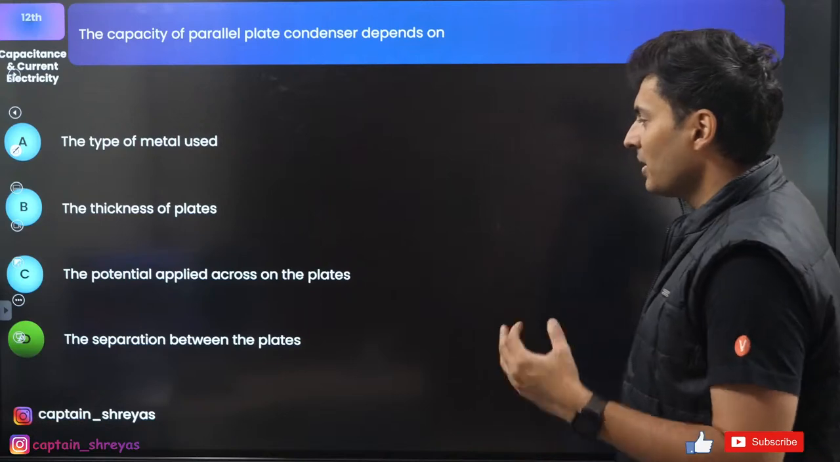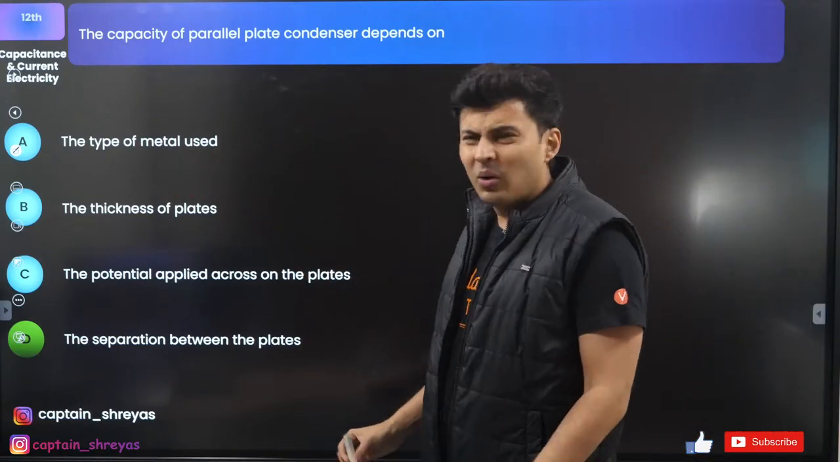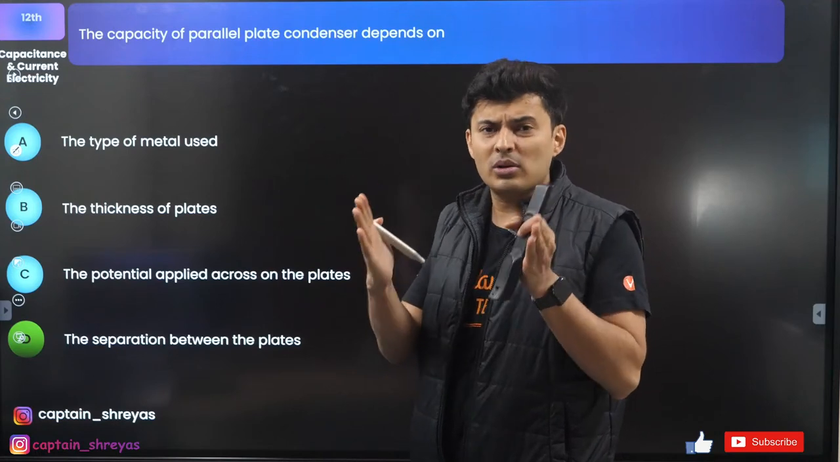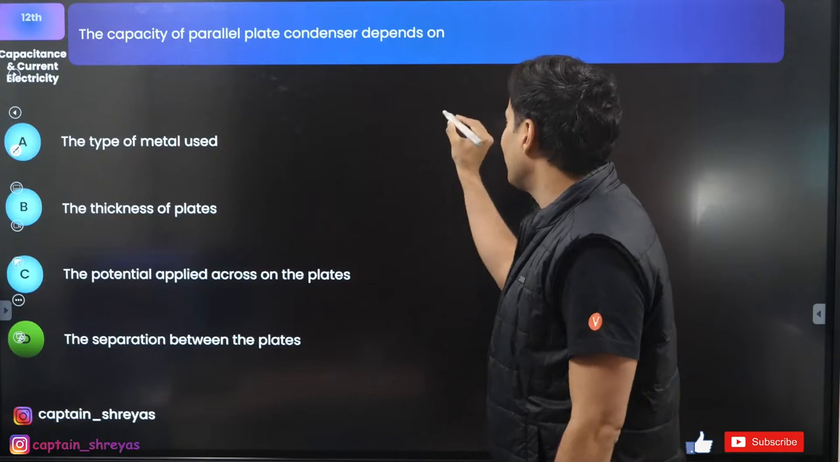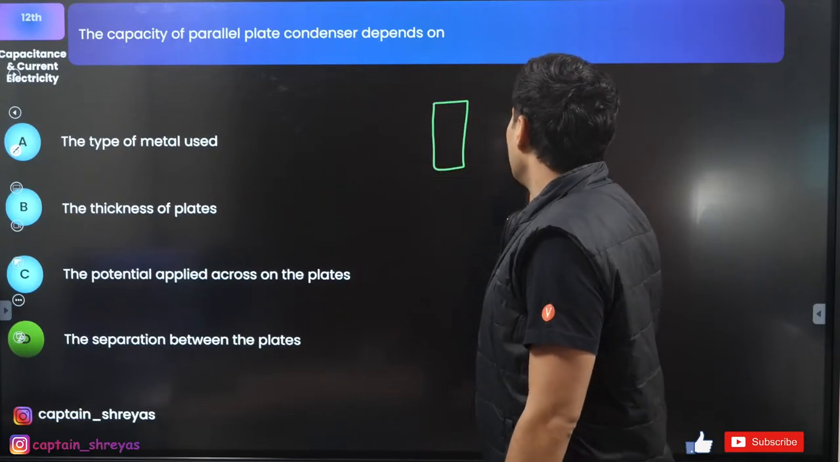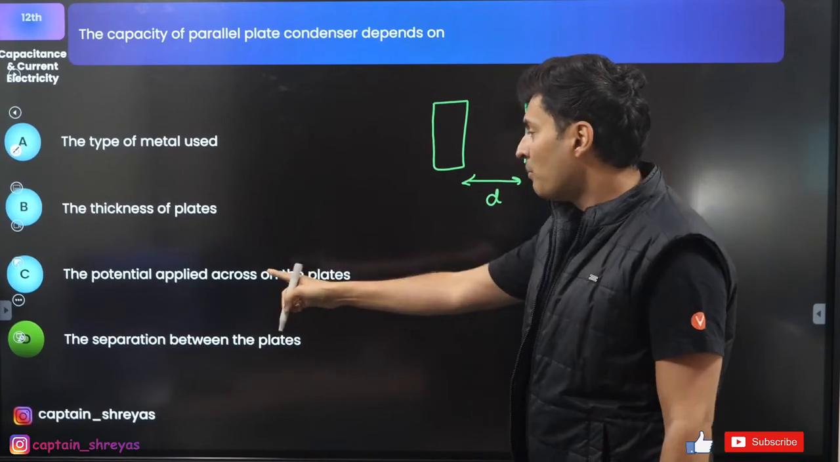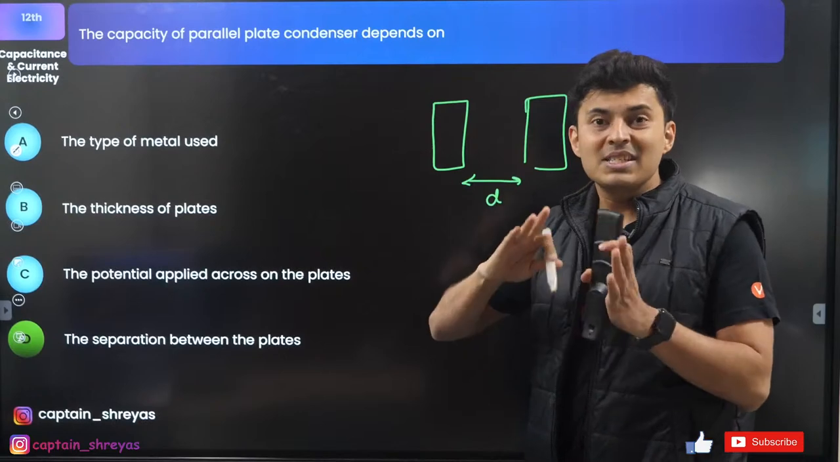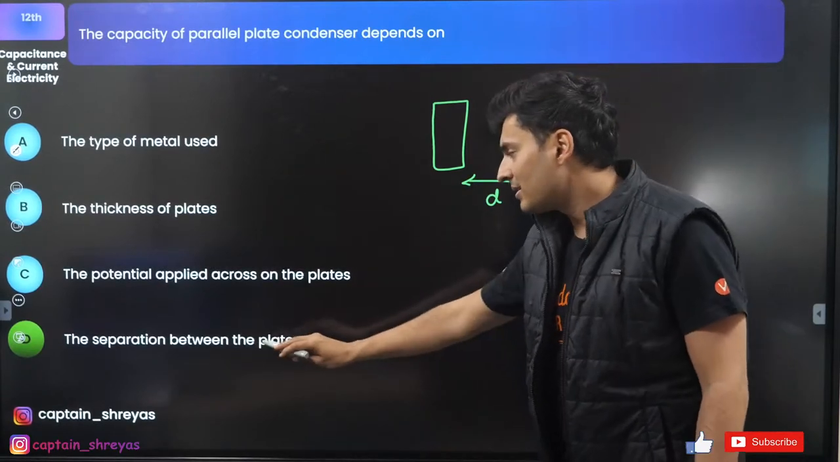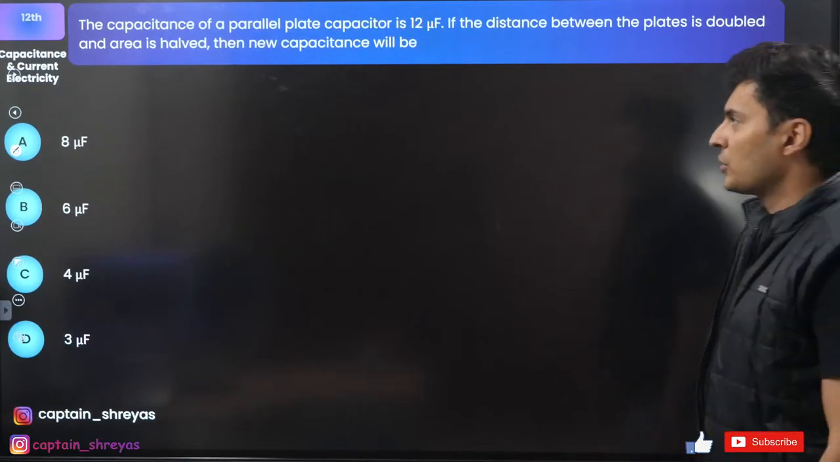Very good. Awesome. Because the capacitance depends on the type of the metal used? No. How does it depend on whether it's copper or aluminum? It should be a conductor. That's it. Thickness of the plate? No. It does not depend on the thickness of the plate. It depends on the distance between the plates. Potential? No, definitely not. Q is CV, but C is epsilon naught A by D. The separation between the plates? Yes, it does. Next question.